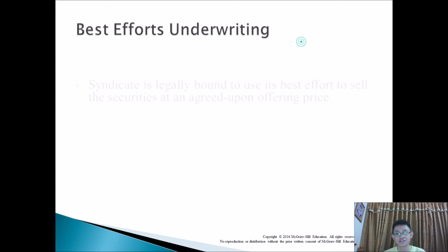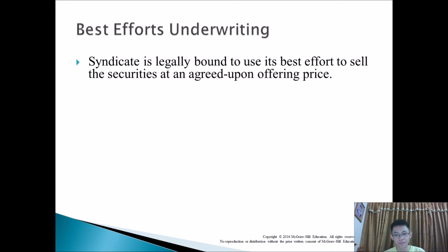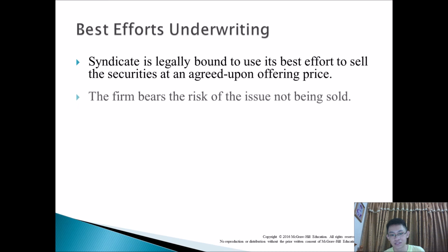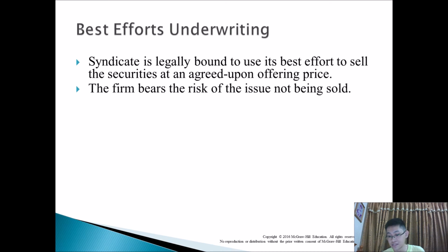The second method is best effort underwriting. In this case, the syndicate is legally bound to use its best effort to sell the security at an agreed upon offering price. In this case, the firm is the one who bears the risk of the issue not being sold, while the syndicate avoids this risk because they don't purchase these shares. They just act as an agent for the firm.